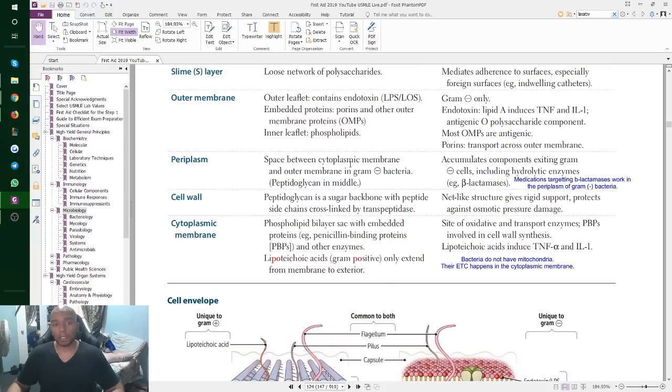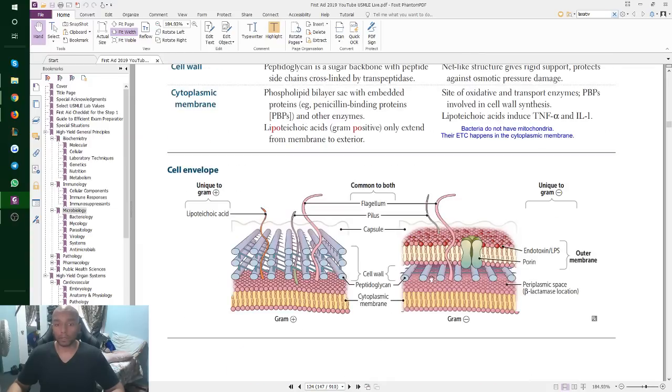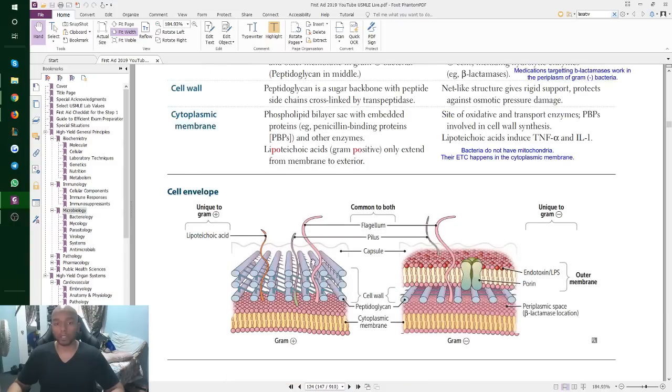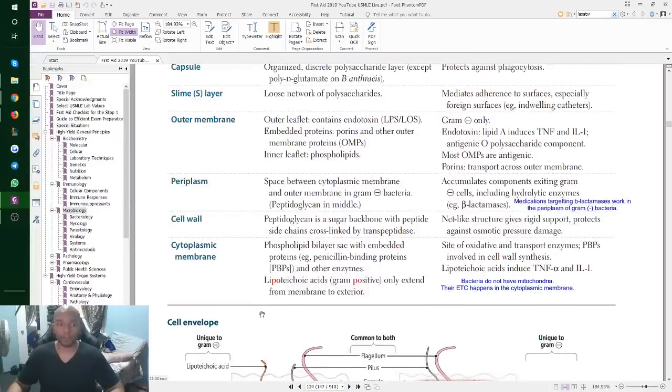Periplasm is the space between the cytoplasmic membrane and the outer membrane. In gram-negative bacteria, peptidoglycan is in the middle, which is your single cell wall right there. It accumulates components exiting gram-negative cells, including hydrolytic enzymes like beta-lactamases, right? So medications targeting beta-lactamases work in the periplasm of gram-negative bacteria. The cell wall itself, peptidoglycan, is a sugar backbone with peptide side chains cross-linked by transpeptidases. It's a net-like structure that gives rigid support, protects against osmotic pressure damage, and that's what you're seeing over here. Right? It's much bigger, much more active in the gram-positive bacteria compared to a gram-negative.